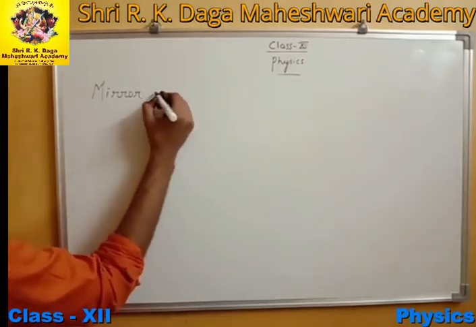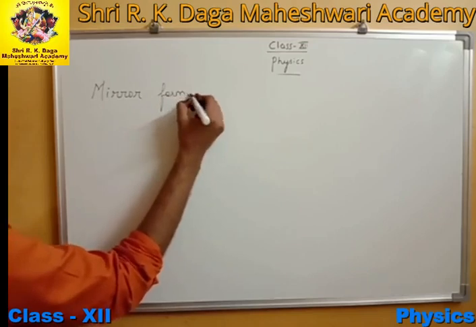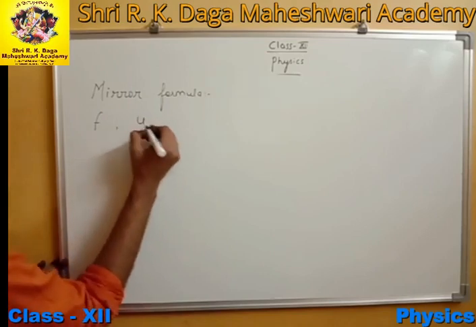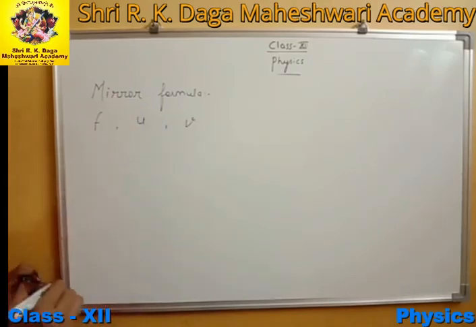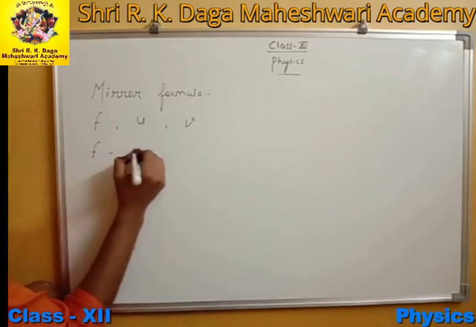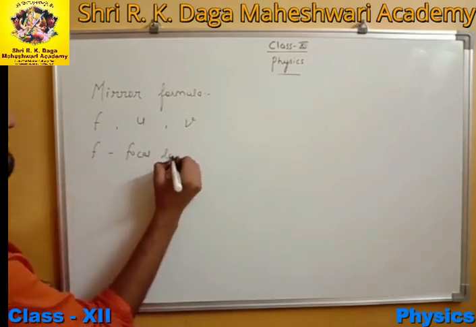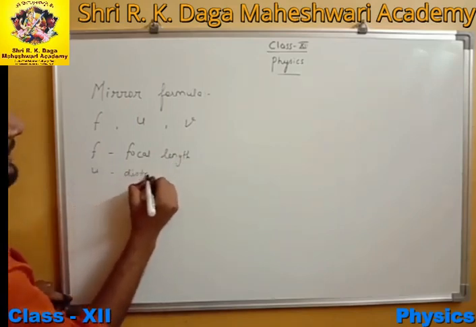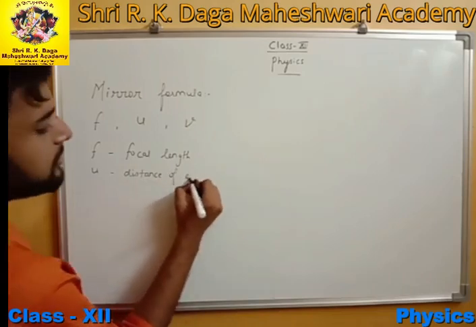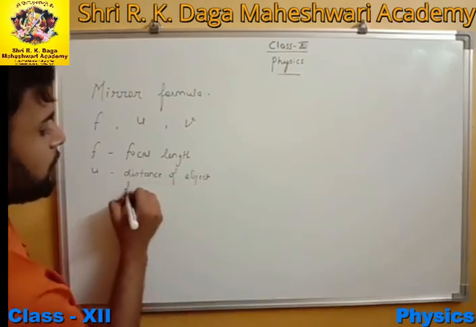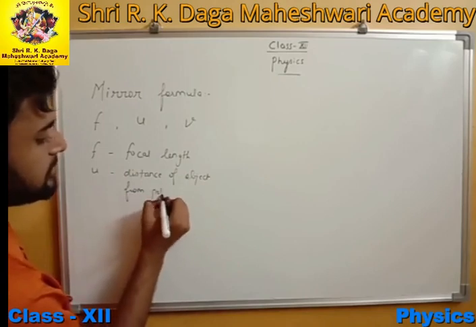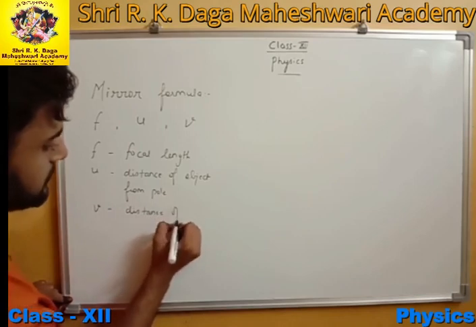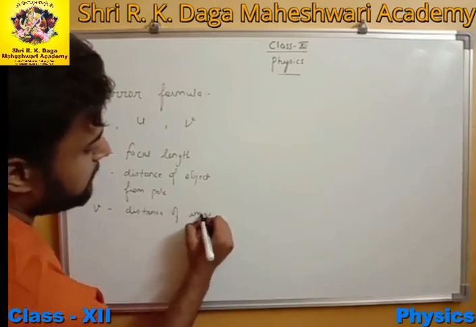In our last class we discussed that the formula which gives us the relation between small f, small u and small v is called the mirror formula, where small f is the focal length, small u is the distance of the object from the pole, and small v is the distance of the image from the pole.